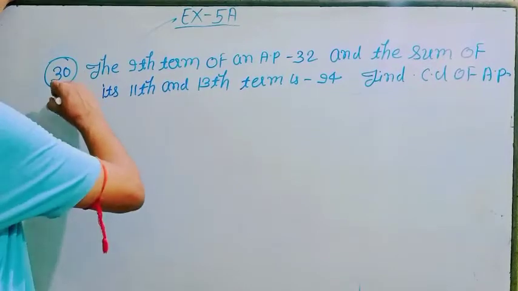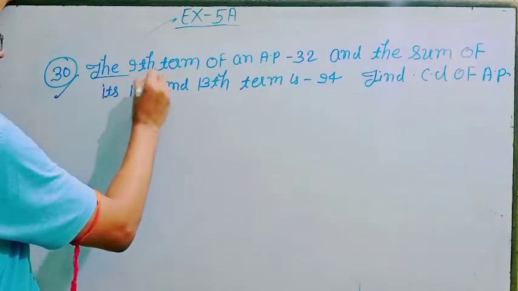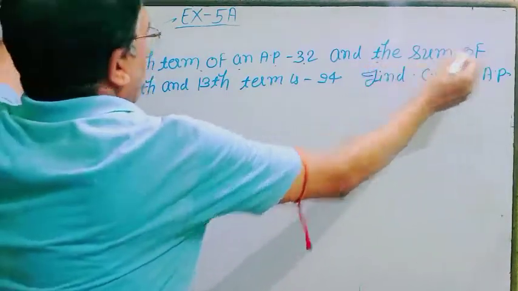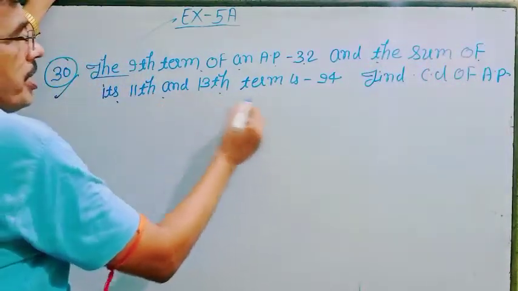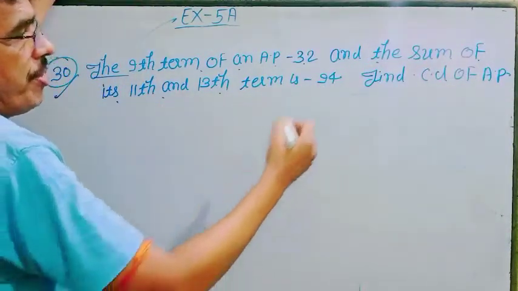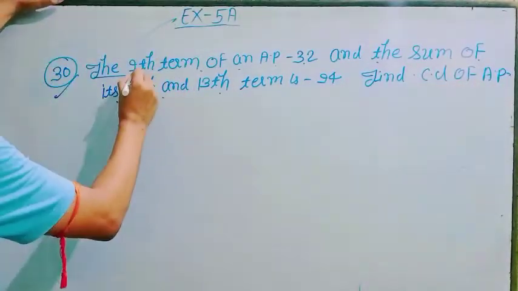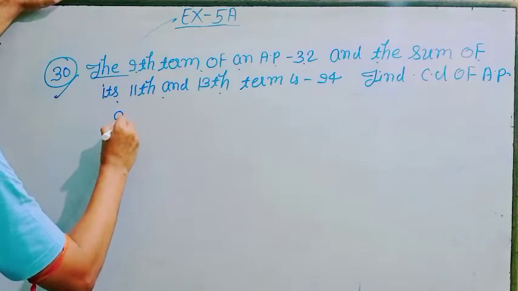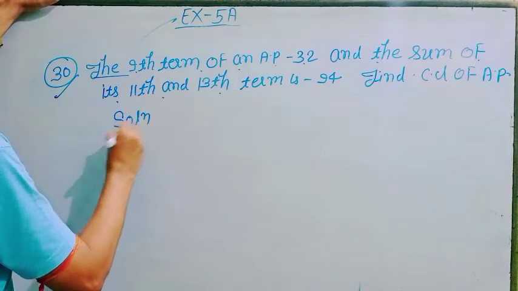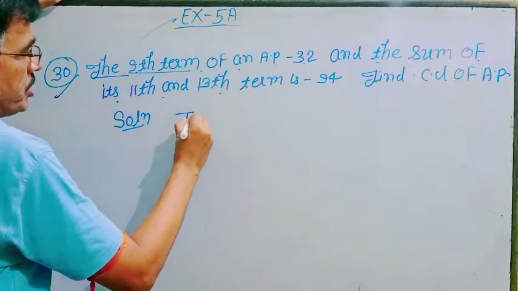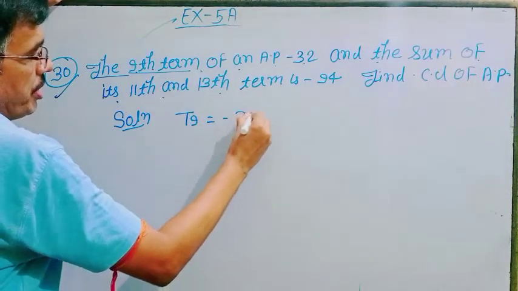Now see question number 30. The 9th term of an AP is minus 32 and the sum of its 11th and 13th term is minus 94. Find the common difference of the AP. Here 2 conditions are given. You write the first solution. Here the 9th term is minus 32, that means T9 is minus 32.